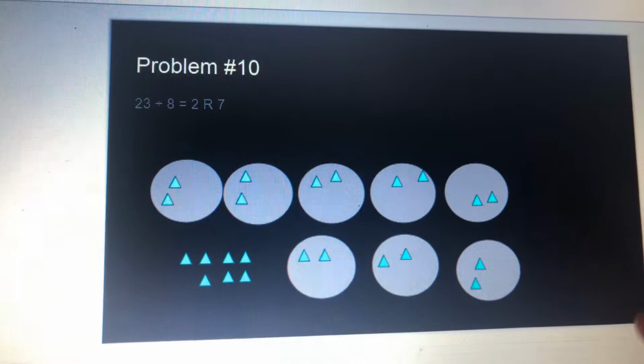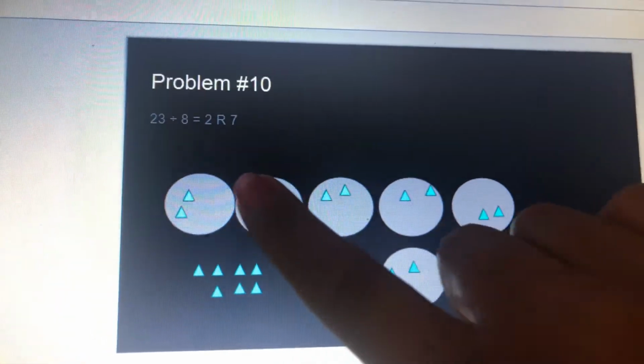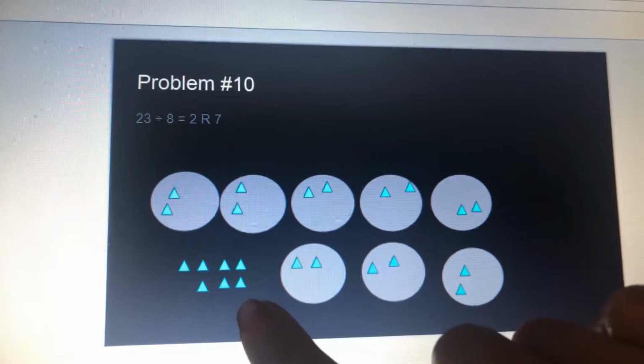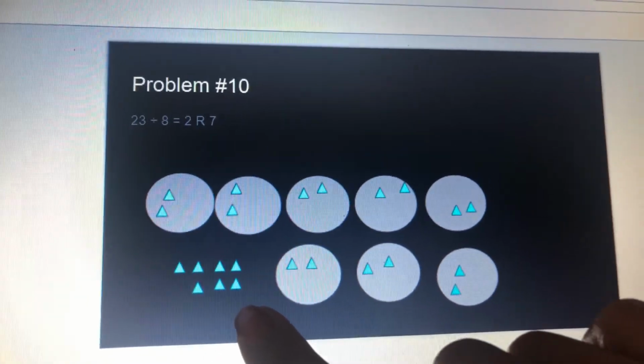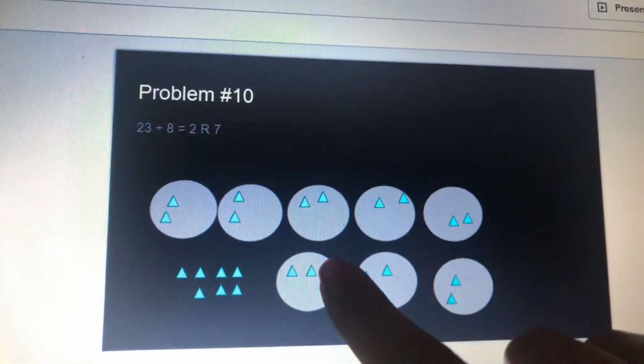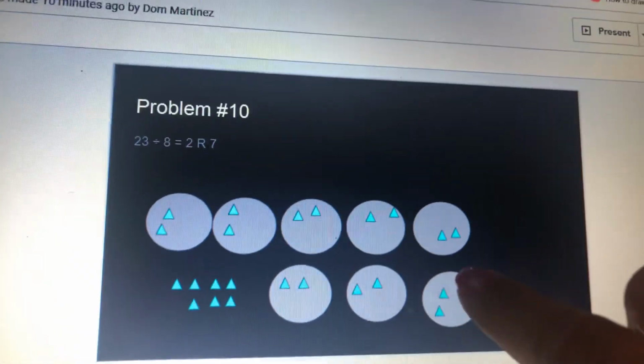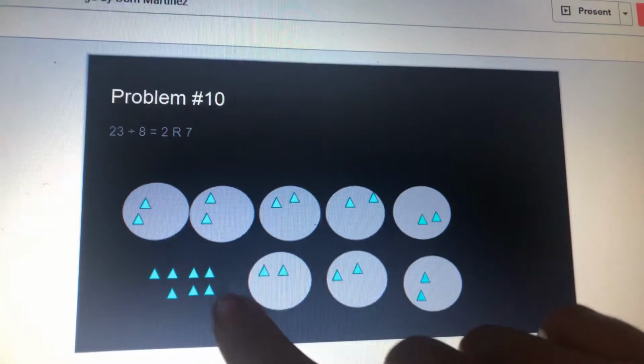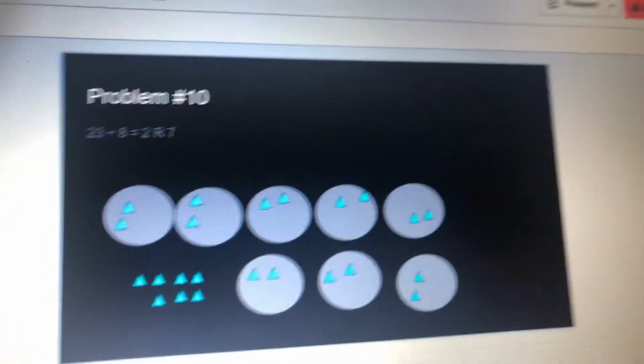Okay, problem number 10. 23 divided by 8 should have been 2 with a remainder of 7. Okay, I had 8 circles here, 2 pieces per circle, with a remaining amount of 7 pieces.